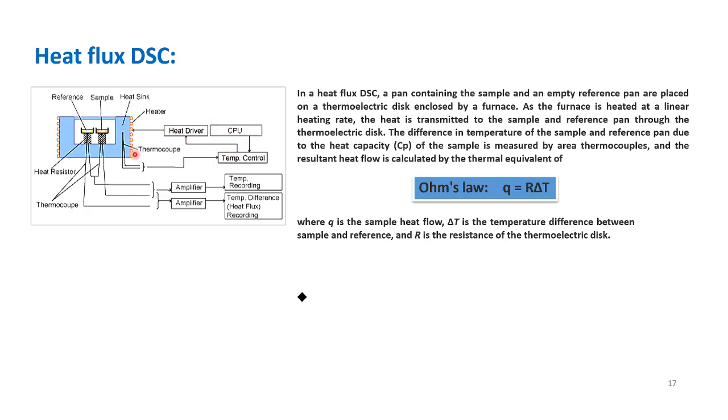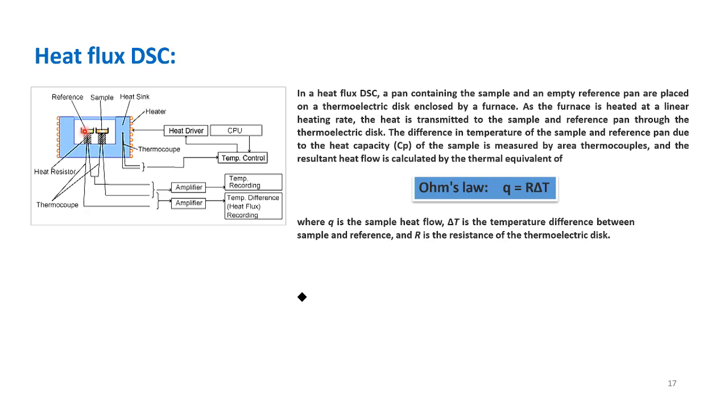The pan is containing the sample, and an empty pan is also there as the reference pan. It is placed on a thermoelectric disk, and it is enclosed in a furnace. As the furnace is heated at a linear heating rate, the heat is transmitted to the sample and the reference pan through the thermoelectric disk. So we have a disk which is transmitting the heat to the sample and the reference. There is nothing in the reference pan; it is empty. And the sample pan is containing our sample.